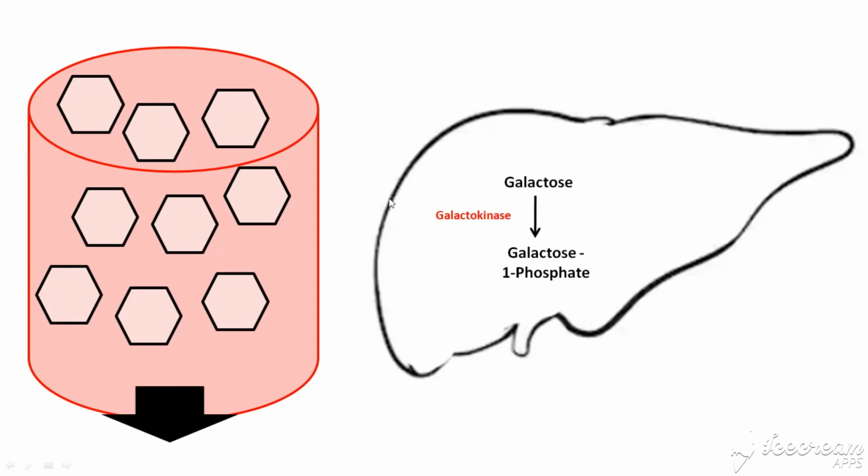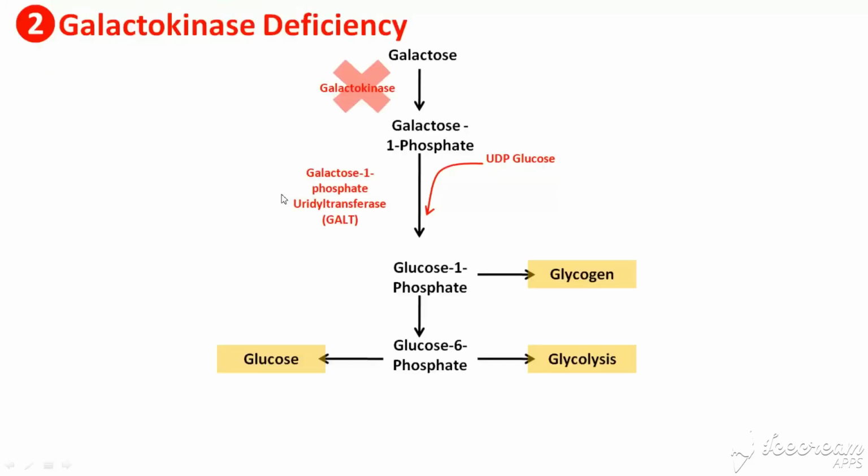It's important to know that galactose can still enter the polyol pathway and be converted into galactitol in this disease, and so patients who have galactokinase deficiency can develop cataracts as well.